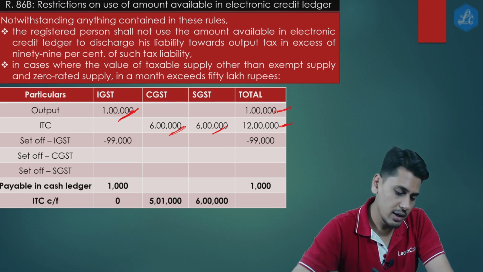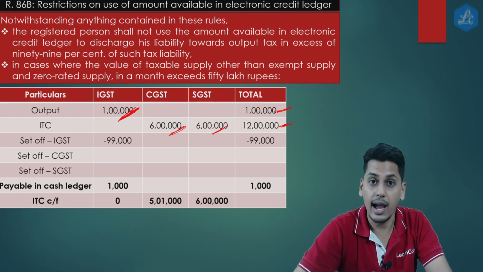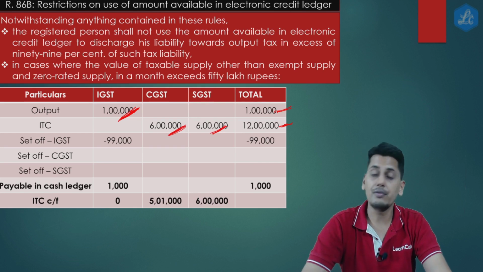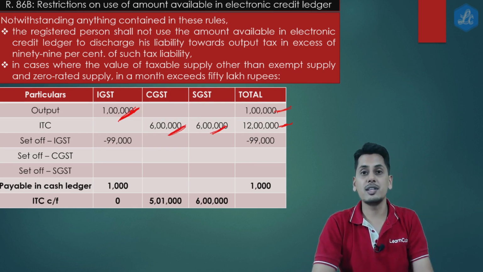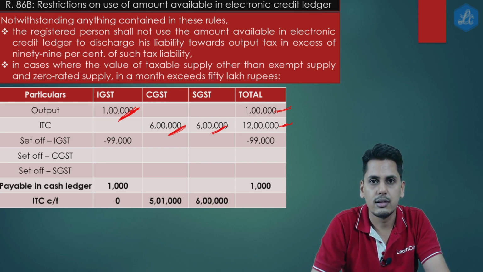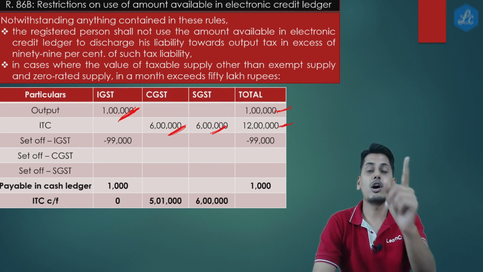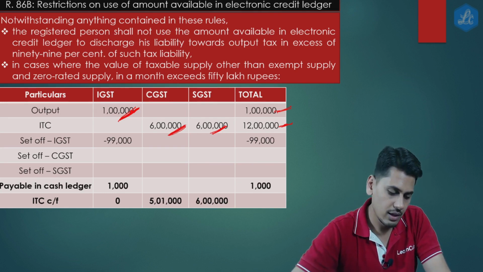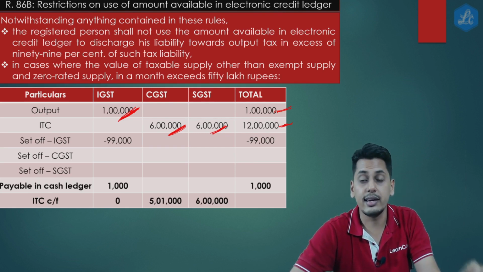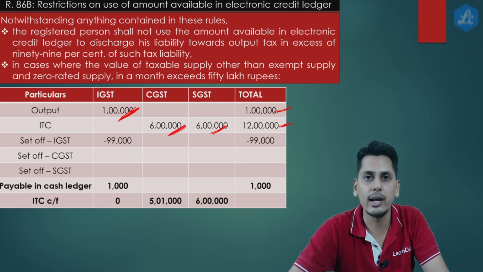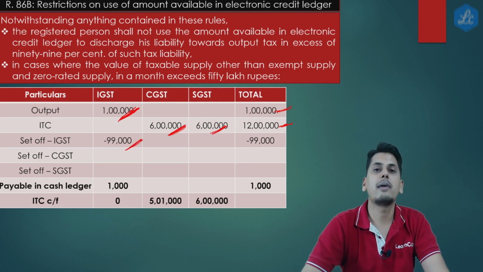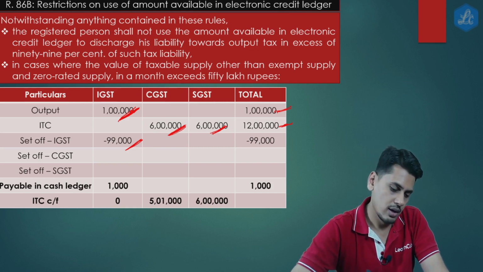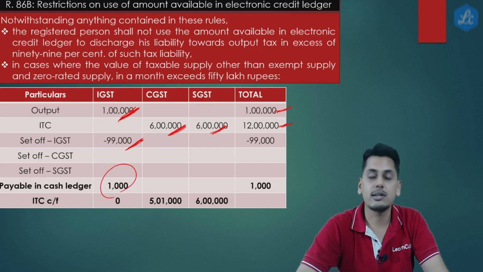Now friends, please concentrate carefully. For payment of this 1 lakh output IGST, he doesn't have any IGST credit. He has credit balances of CGST and SGST. Now friends, when you have credit balance of CGST and SGST and when you have IGST liability, you need to first exhaust CGST for payment of IGST liability. So out of CGST credit 6 lakhs, although he is having a balance of 6 lakhs, he can fully utilize 1 lakh, but he also needs to comply with rule 86B. So therefore, he says minus 99,000, because 1,000 he has to pay from his cash ledger. So he says minus 99,000, payable in cash ledger 1,000.